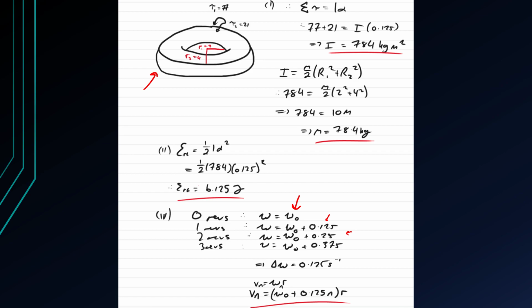So therefore, the velocity after n revolutions is omega naught plus 0.125 n times r, where r is the radius. Since v equals omega r, we have to stick it in, and of course we weren't given a particular radius, so we just have to take it generally.